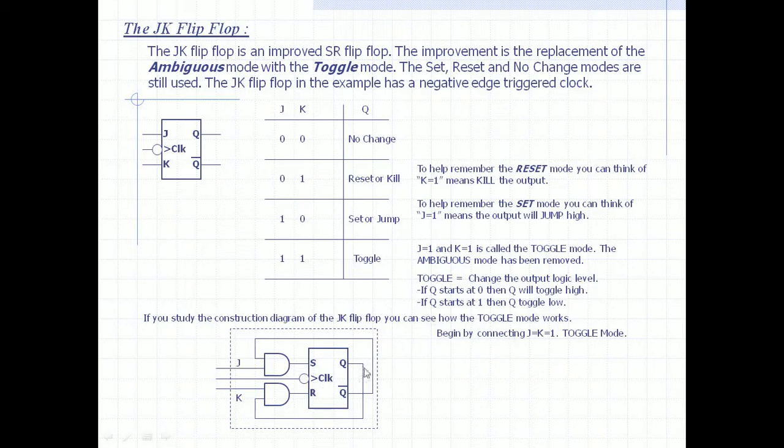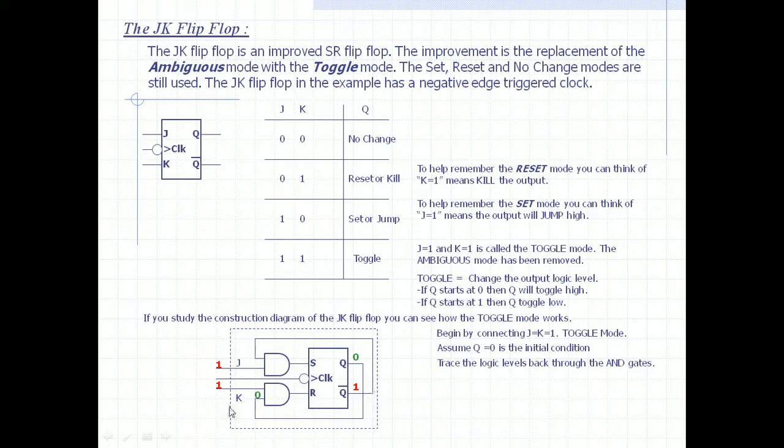And now let us see how this works. J and K equal to 1. This is a toggle mode. So these are 1. Now let us assume that this Q is equal to 0 in the initial condition. Like this is 0, so this has to be 1. And trace the logic level back through the AND gates. This is 0. Let us combine 0 with 1. This is 1. Let us combine 1 with 1.